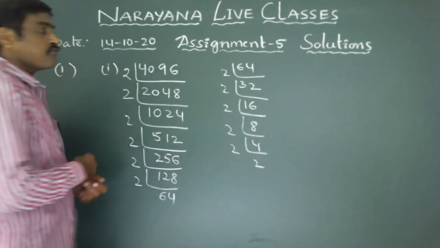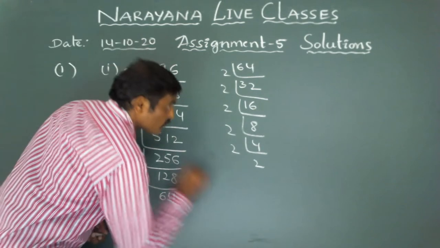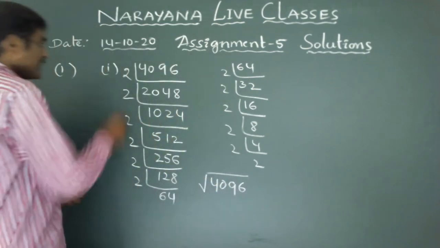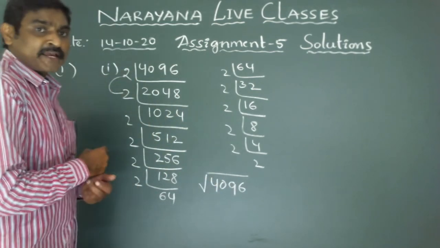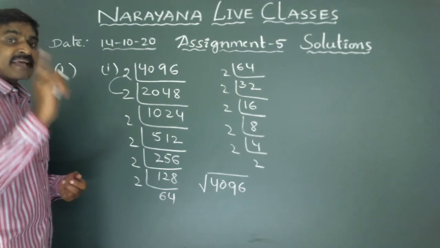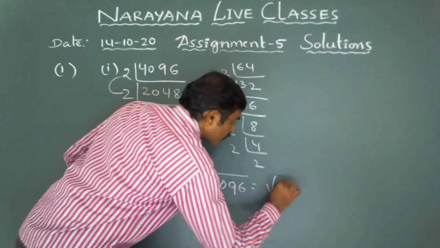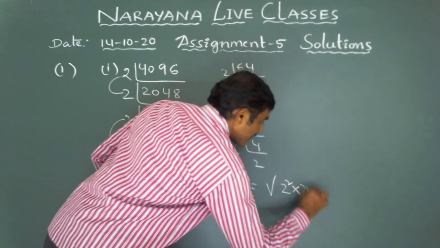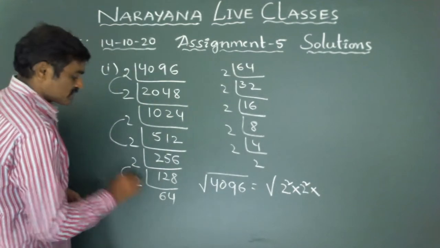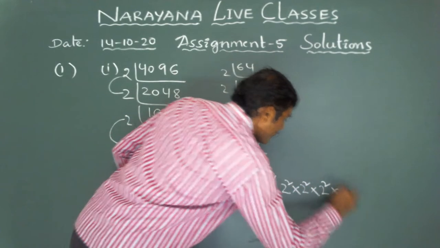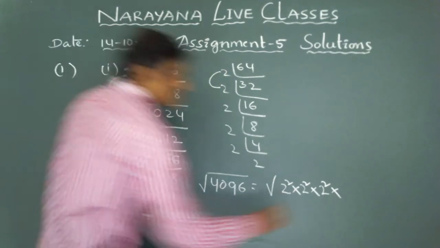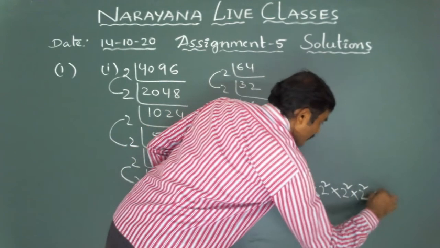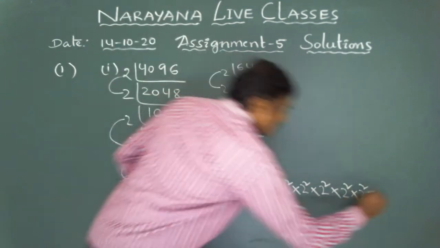So the square root of 4096 can be written as, see, every two times repeated will be taken one time. So that is equal to the square root of 2 square into again 2 square into 2 square into 2 square into 2 square into 2 square.